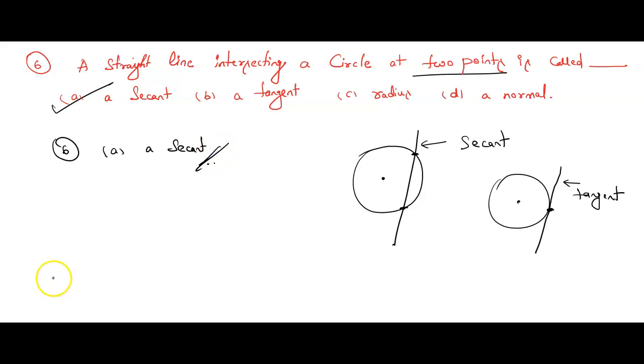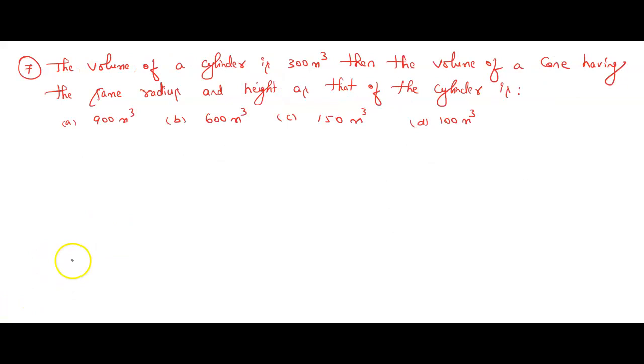Now let me solve question number 7. Observe students, the question is, the volume of a cylinder is 300 meter cube. Then the volume of a cone having the same radius and height as that of the cylinder is, option A 900 meter cube, option B 600 meter cube, option C 150 meter cube, option D 100 meter cube. Children, very important is you should know the formula of volume of cylinder and volume of cone. Before we solve this problem, I will show you all the formulas with respect to this chapter, surface areas and volumes, and how to remember that.